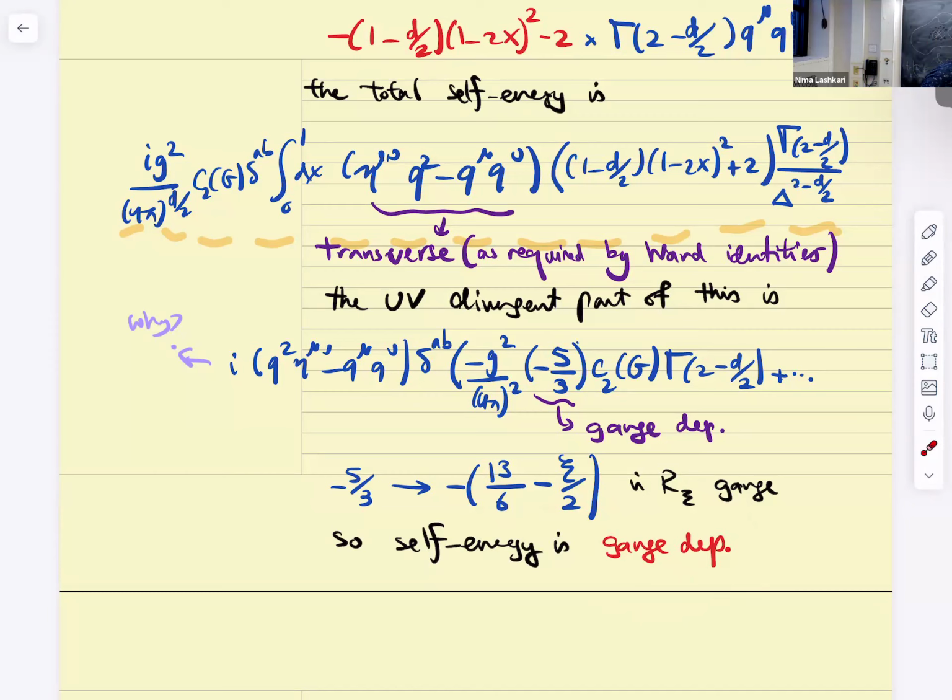These are things that you have to be very careful about. As you probably have seen by now, as you go from the abelian case to the non-abelian case, a whole bunch of things become gauge dependent.